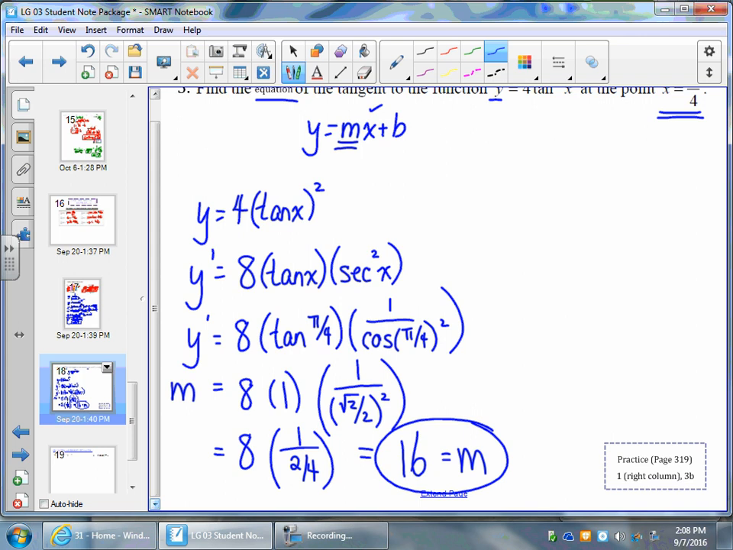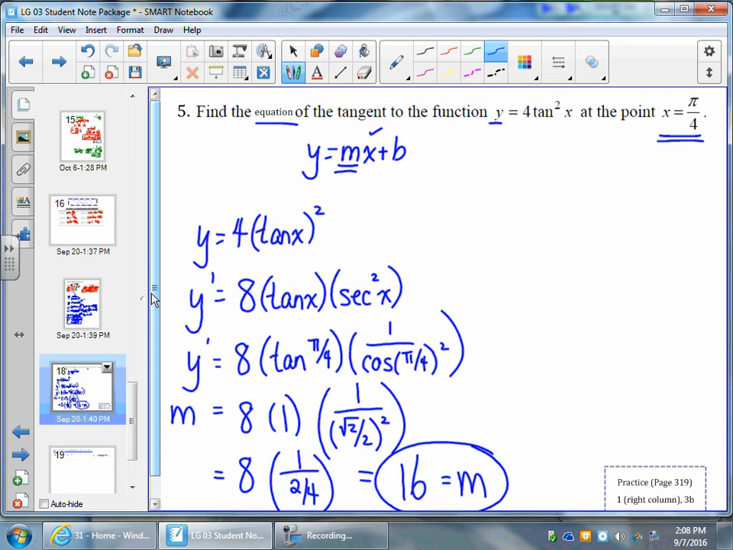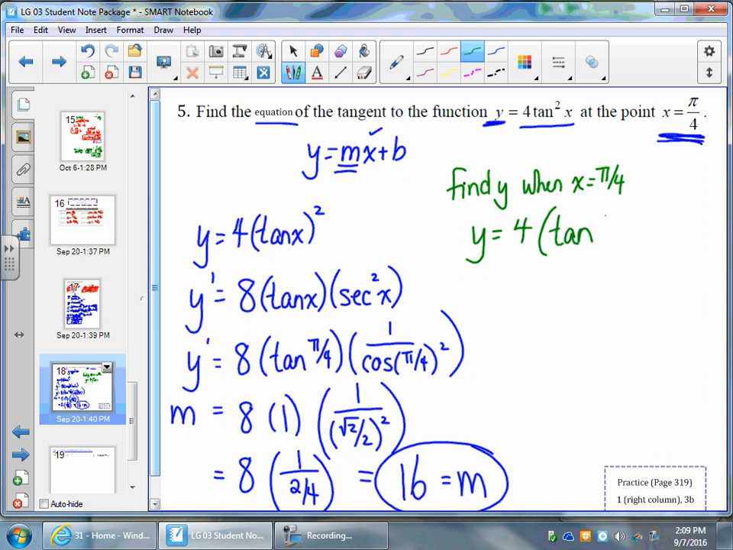Now this is equal to our slope, which is cool because that is something that we need to answer our final question. We have our x already, but we were not given the y. So like I mentioned at the beginning, the y we can solve for by knowing what x is. So I'll just do this in a different color. So find y when x is equal to pi over 4. So let's do that. Y equals 4 times tan of pi over 4 squared.